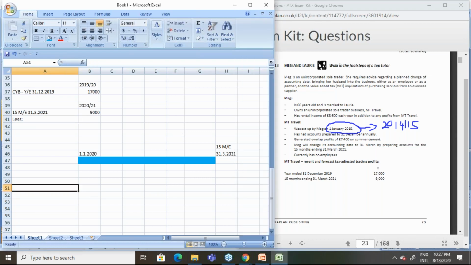So your first tax year, based on the date of commencement, is 2014-15. And for the first tax year, you should always use the actual basis. Actual basis means you need to take the profit from the date of commencement, that is 1st of January 2015, to the last date of the tax year, that is 5th of April 2015. That means 3 months profit.